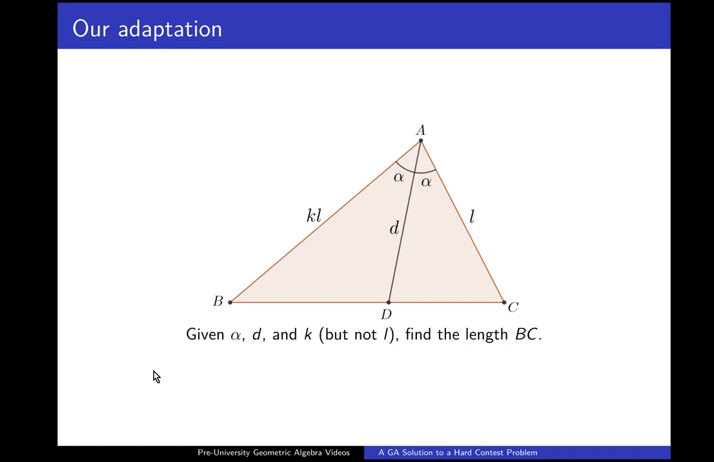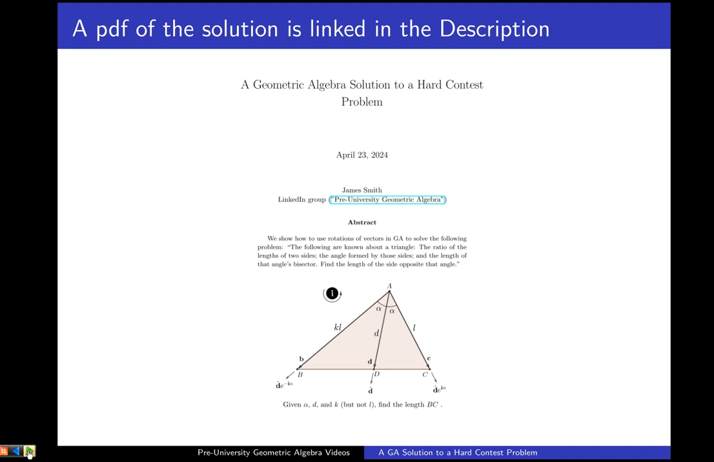So, our adaptation of the problem that appeared in Mind Your Decisions is going to use an arbitrary value of k here and an arbitrary angle instead of the specific values that are given by Mind Your Decisions. A PDF of this solution is linked in the video description.